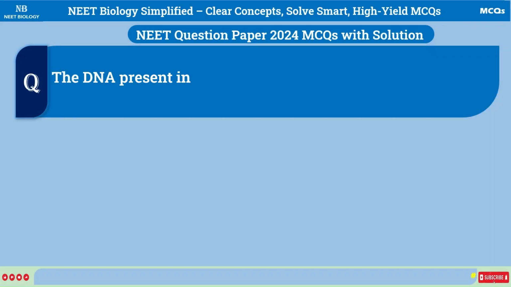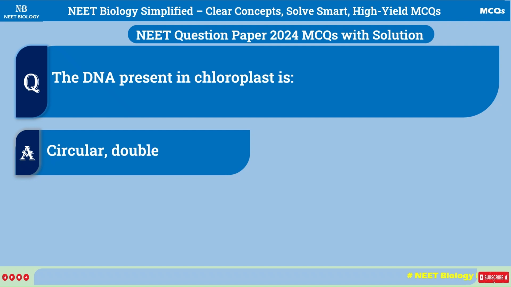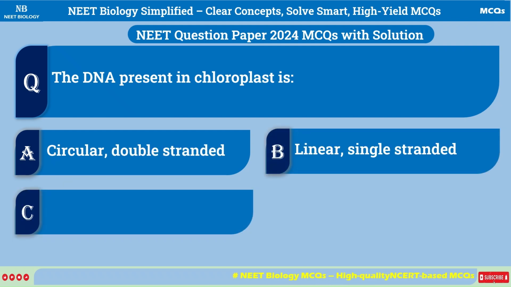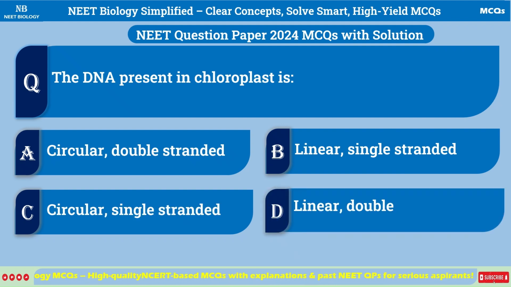The DNA present in chloroplast is: A. Circular, double-stranded. B. Linear, single-stranded. C. Circular, single-stranded. D. Linear, double-stranded.